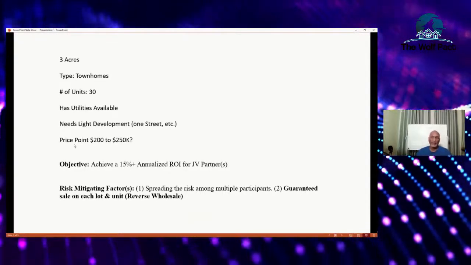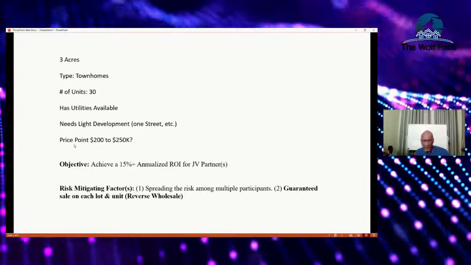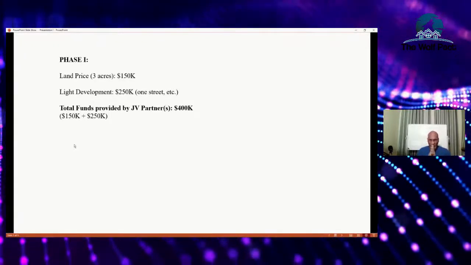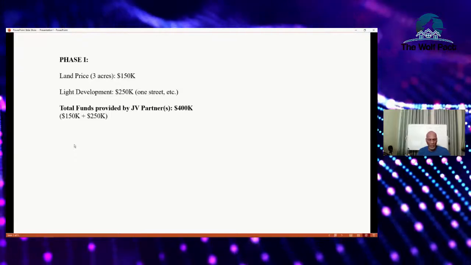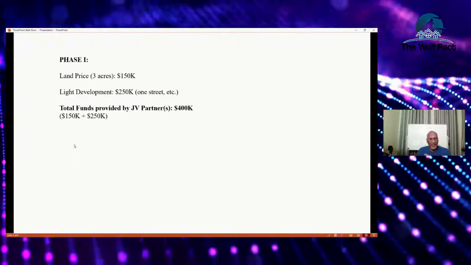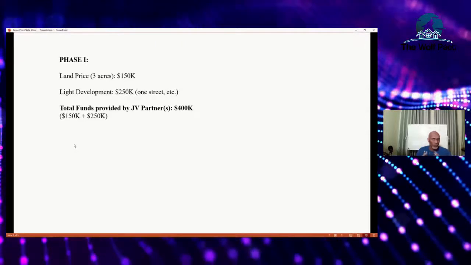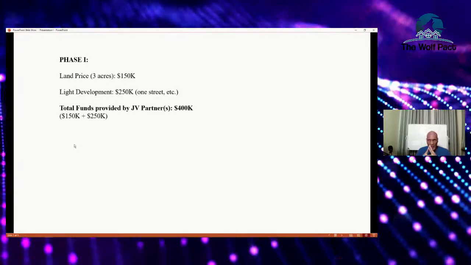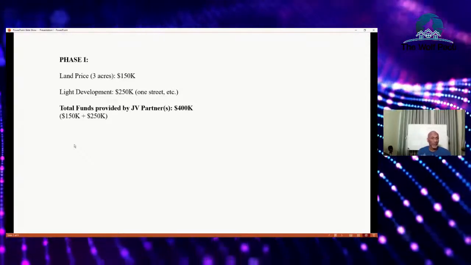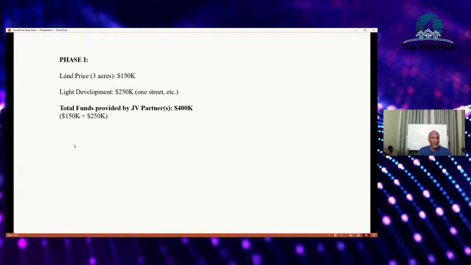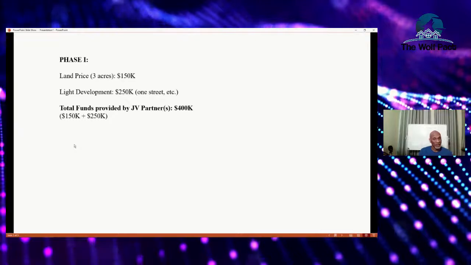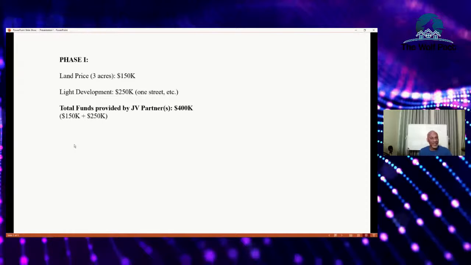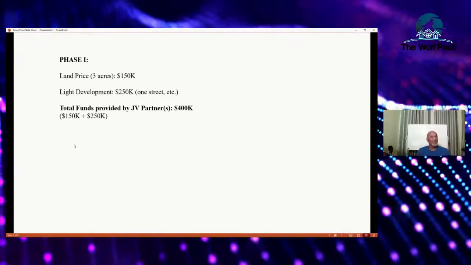So let's look at a couple other things. Okay, we got land price, 3 acres, 150,000. Light development. Now, fortunately, we know we priced some development in other areas, so we know that to put in one street and the other things that need to be done in this particular area will cost about $250,000. So we've got a total of 150 to purchase price and then 250 in development costs. Total $400,000. So now we need to look within the wolf pack, make this project available.